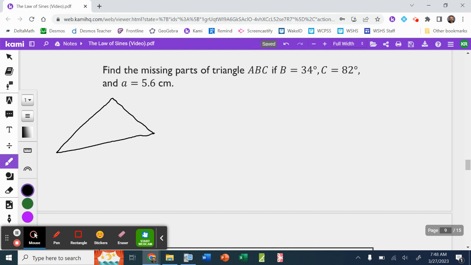And so we will take angle B, and we'll put it down here this time. And we're going to make that 34 degrees. We'll put angle C up here. It's going to be the 82 degrees. And that means angle A would go down here, which we don't yet know its measurement. But they do tell us that side A is 5.6 centimeters.